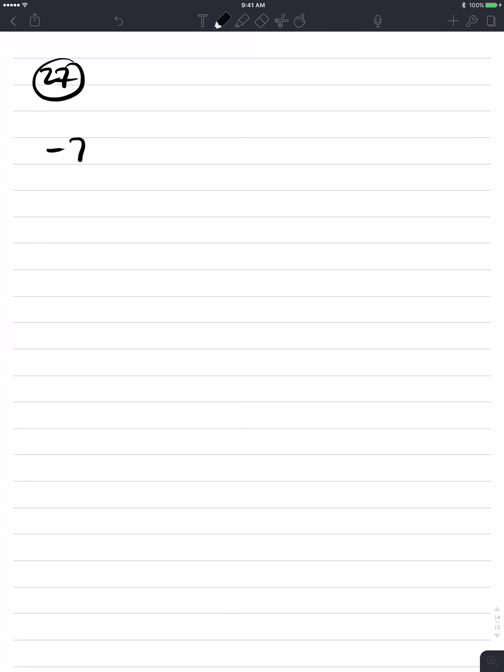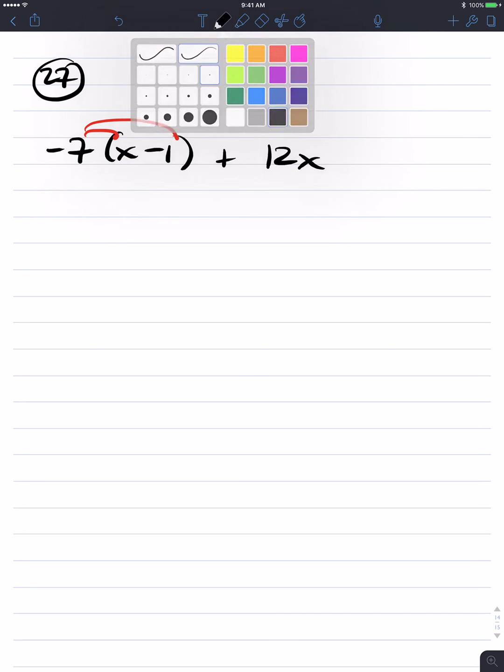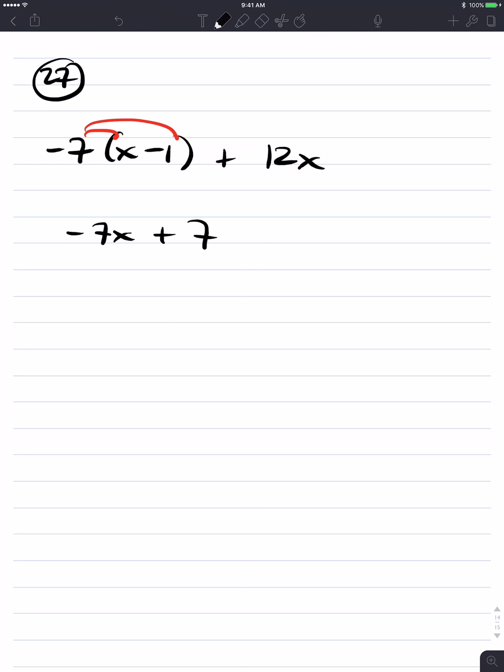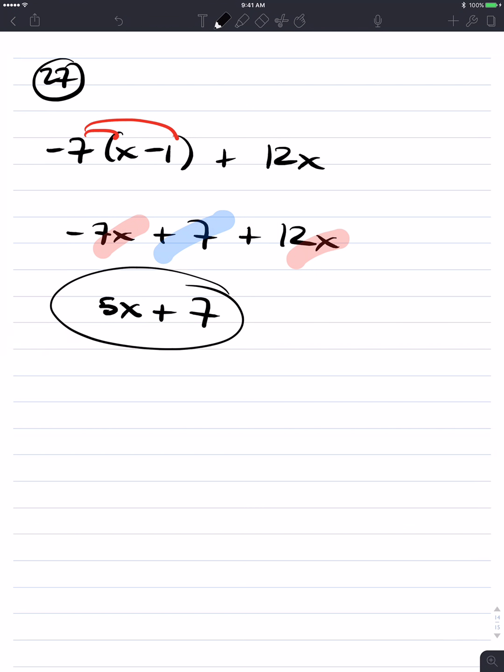27. Negative 7, x minus 1, plus 12x. We're going to use our distributive property. Negative 7x plus 7 plus 12x. We're going to identify the terms that are like. Negative 7x plus 12x is going to be 5x. The 7 could not be combined with anything. There's no other terms that are similar to it, that are like. Final answer is 5x plus 7.